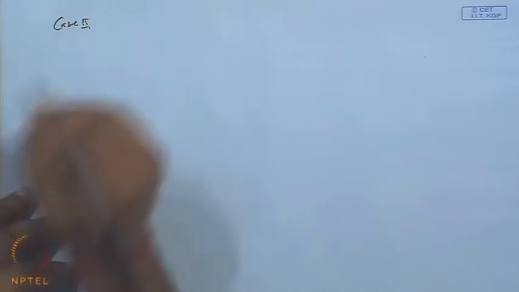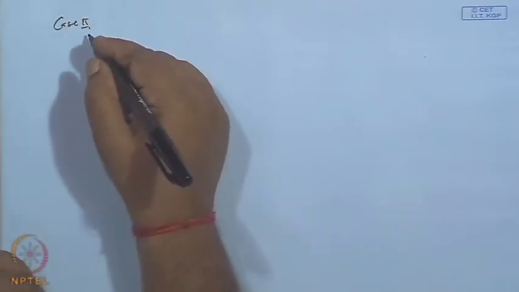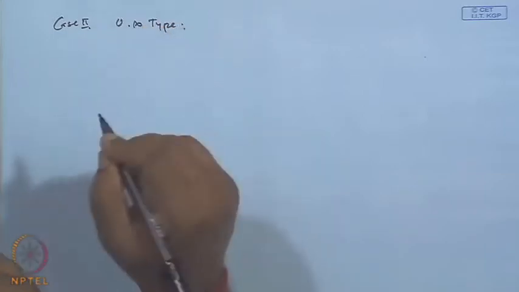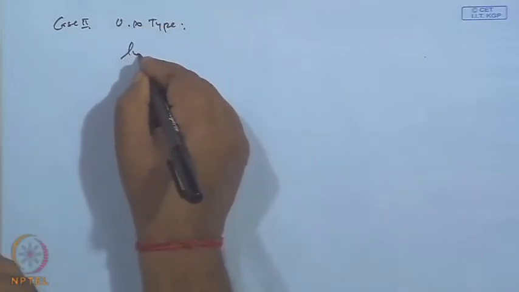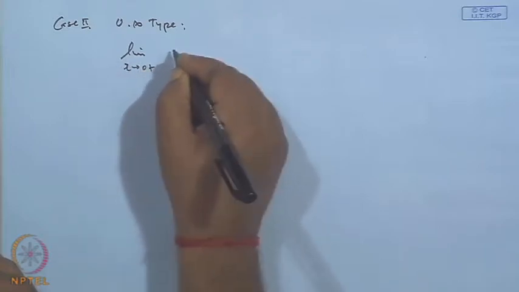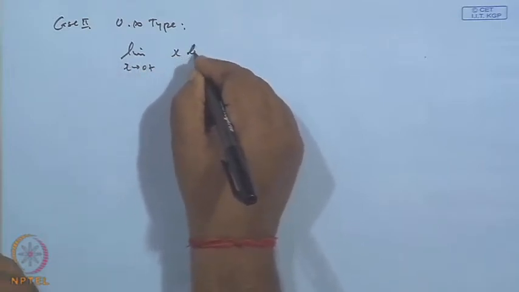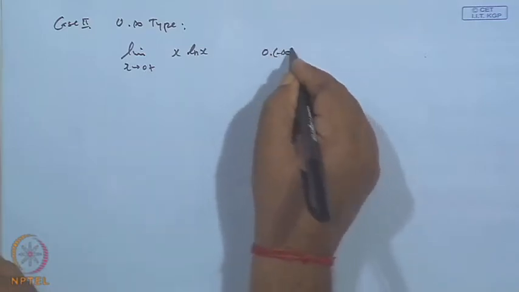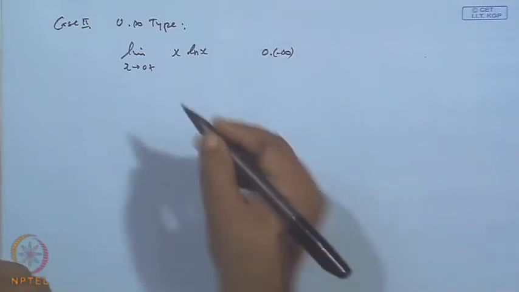Okay. The second case is 0 into infinity type. Suppose I want to take the limit, as x tends to 0 plus, of x ln x. So, when x tends to 0, it is 0 into minus infinity, that is 0 into infinity type. So, how to get it?